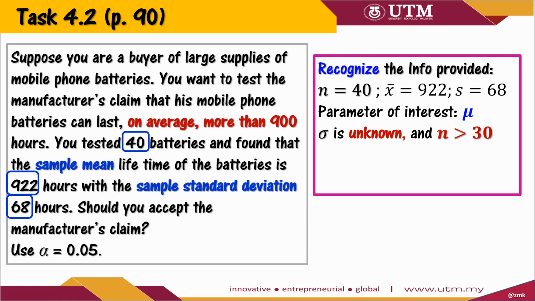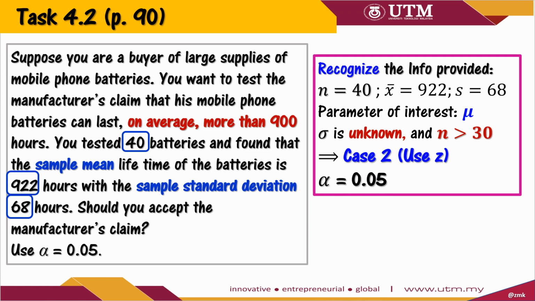Next, look at the sample size. As we noted earlier, n is 40, which is considered large. Therefore, we have case 2, that is to use a z-test in this task question. Now we can run a test at alpha equal to 0.05.